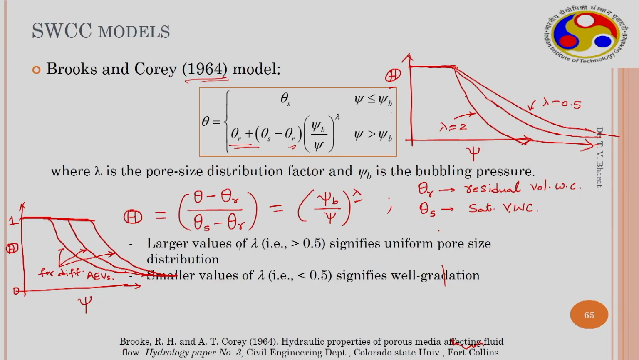However, the major disadvantage is the discontinuity at the air entry value, where theta is 1 up to the air entry value and beyond that it decreases. If you take the slope d theta by d psi, then this value is not defined at this particular point. Therefore you cannot obtain a smooth function using the Brooks-Corey method.